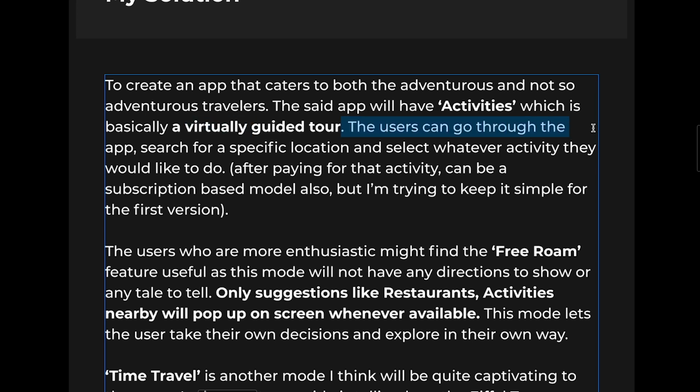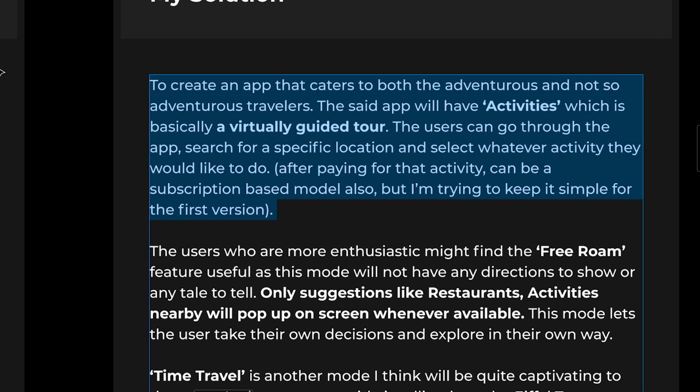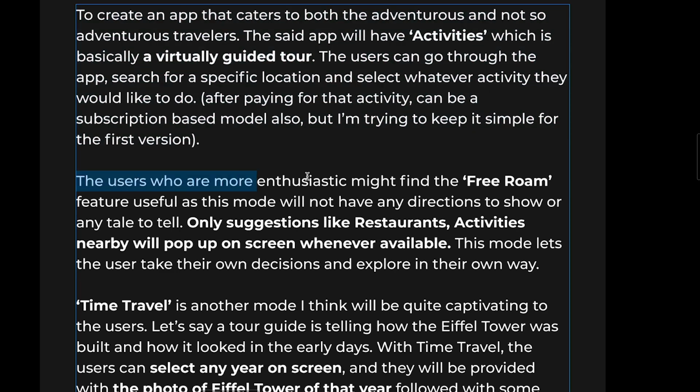Anyway, the users can go through the app, search for a specific location and select whatever activity that they would like to do. Now here again, it's so unclear as to what this activity is. So after paying for the activity, it can be like a subscription based model as well, but I'm trying to keep it simple for the first one, right? So this whole thing, I'm very unclear. I don't understand anything.